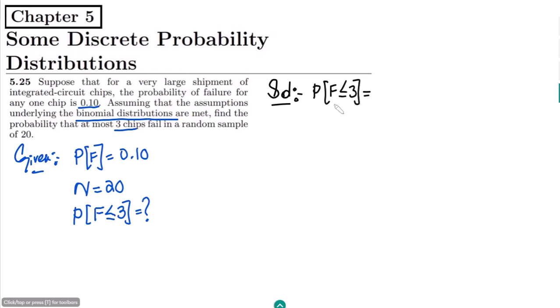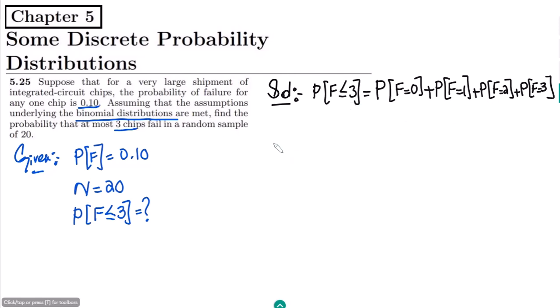In order to find it, all the items which lie in this range are the probability that we have 0 failures, plus the probability that we have only 1 failure, plus the probability that we have 2 failures, plus the probability that the number of failures is equal to 3, because at most we must have 3 failures.